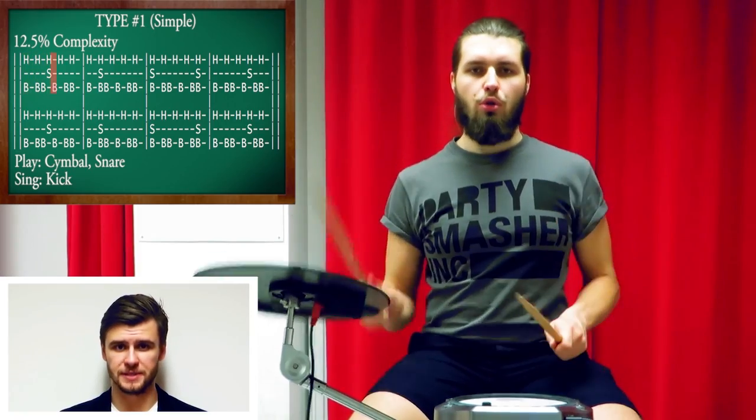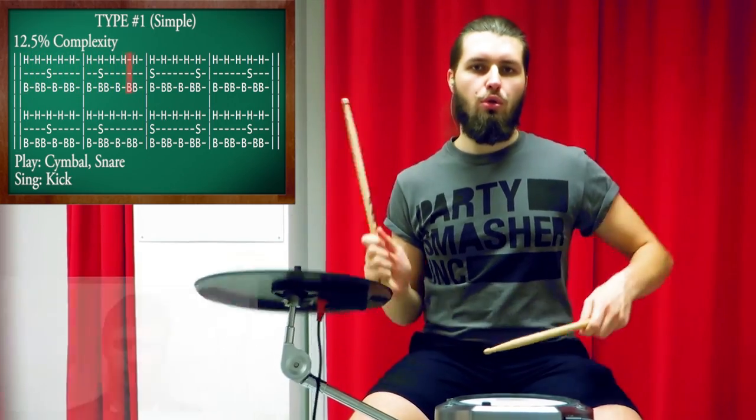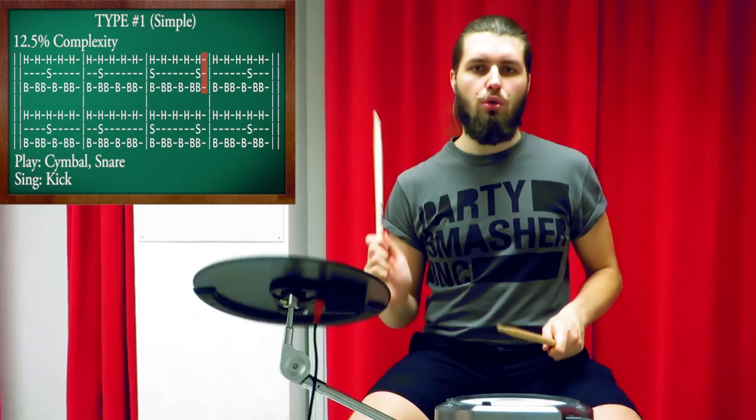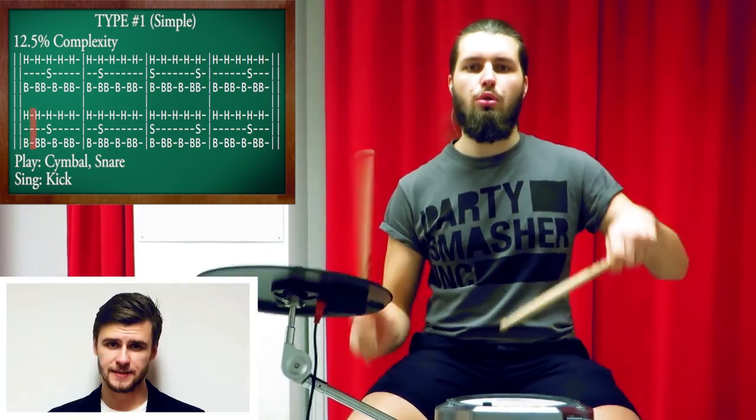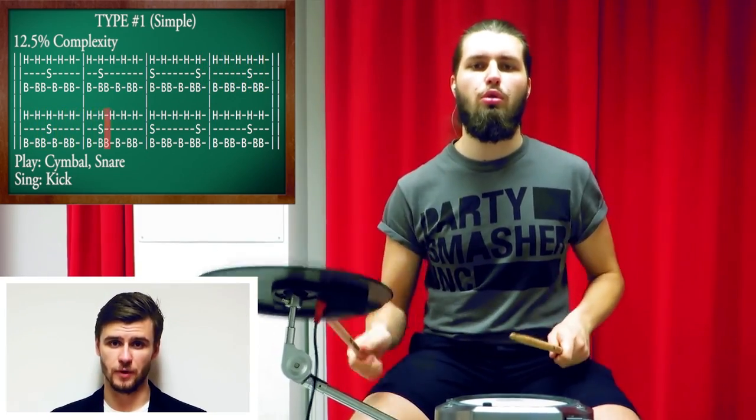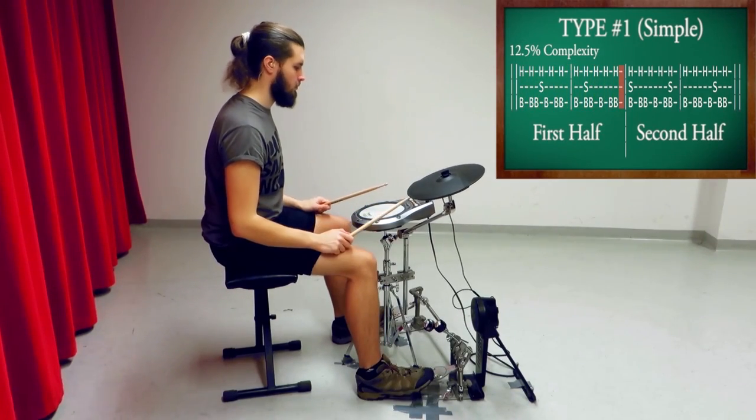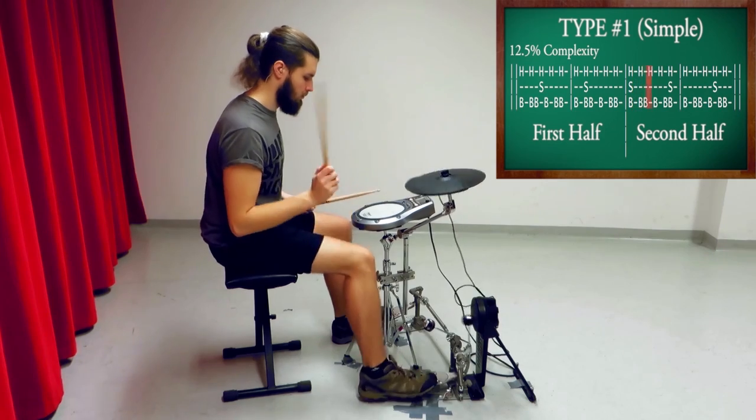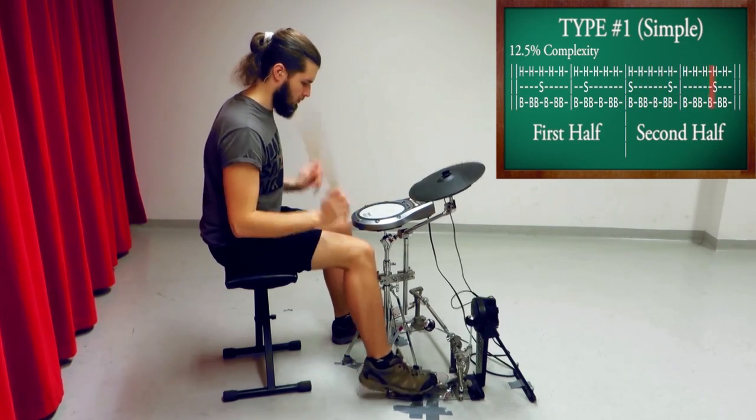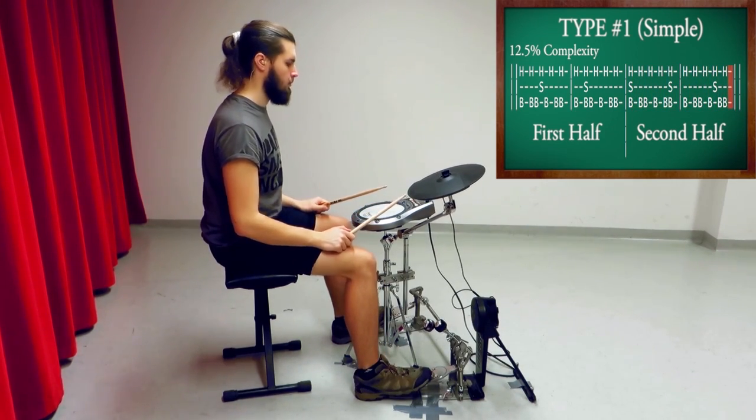After you feel comfortable, we suggest that you add the snare. So the leading hand plays the cymbal, the weak hand plays the snare, and you sing the kick. Last step is to play the kick pattern with your foot. We advise you to divide the whole cycle into at least 2 or 4 parts and get used to the shift separately. Later combine them while playing all blocks together.